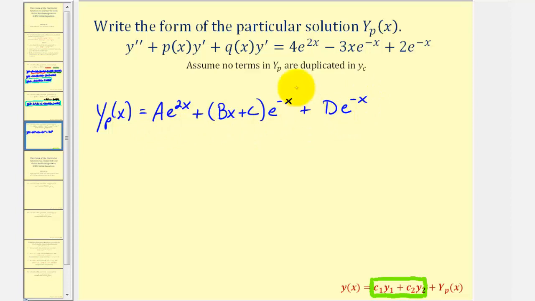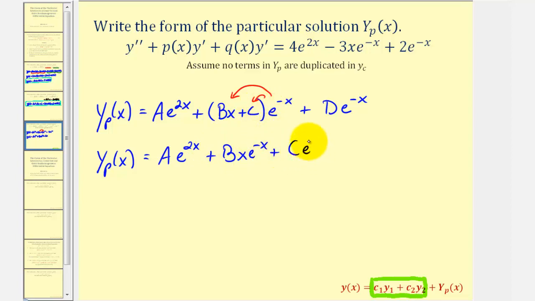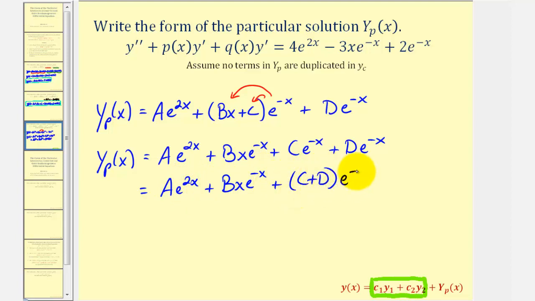But in this case, I think we can simplify this. Notice if we distribute here, we actually would have 2 e to the power of negative x terms. Let's go ahead and show that. Big Y sub p of x is equal to a e to the power of 2x, and then we'd have plus b x e to the power of negative x plus c e to the negative x, and then plus d e to the negative x. Notice how these are like terms, so we could write this if we wanted to as a e to the 2x plus bx e to the negative x plus quantity c plus d e to the power of negative x.